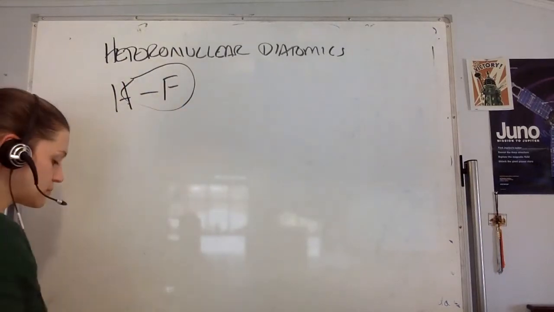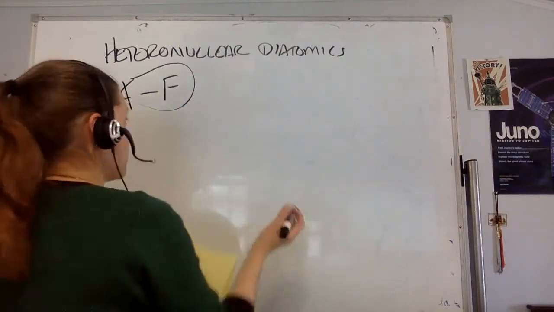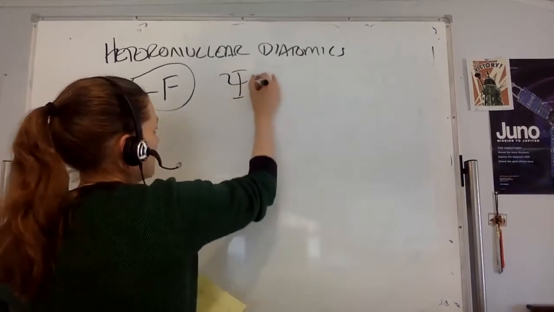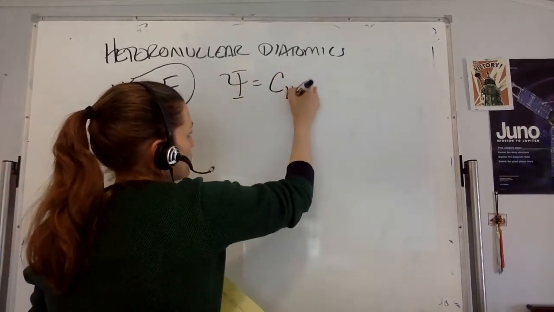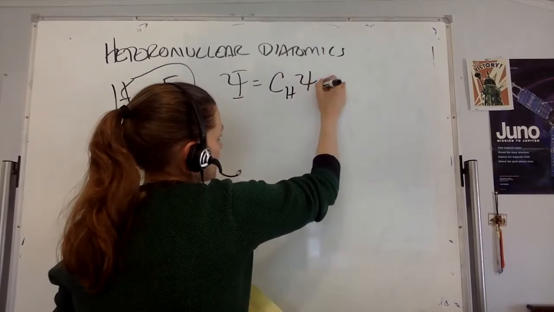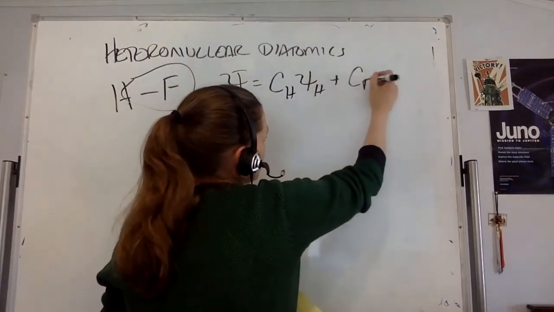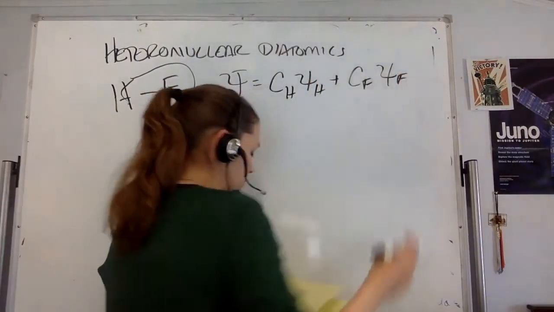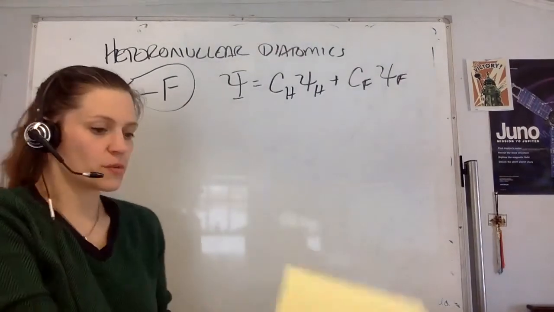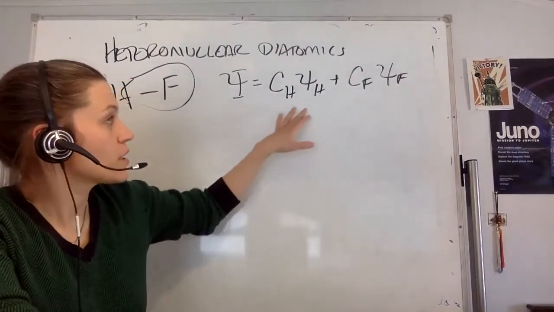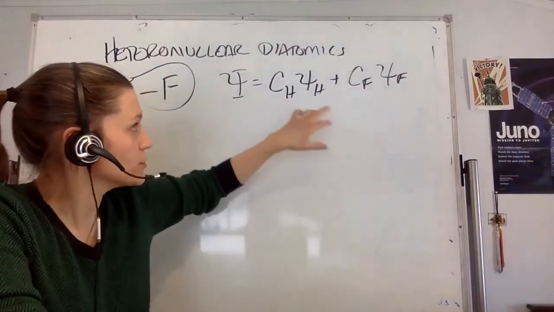But it's beautifully electronegative, because we know that the electrons are going to be mostly on the fluorine. Okay, so we have big psi equals the coefficient of the hydrogen times the wave function of the hydrogen, plus the coefficient of the fluorine times the wave function of the fluorine. So this is going to be the linear combination of the atomic orbitals.